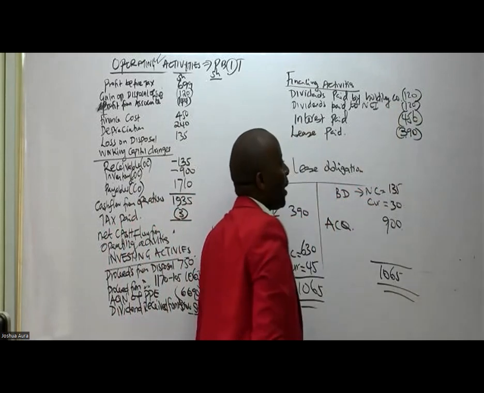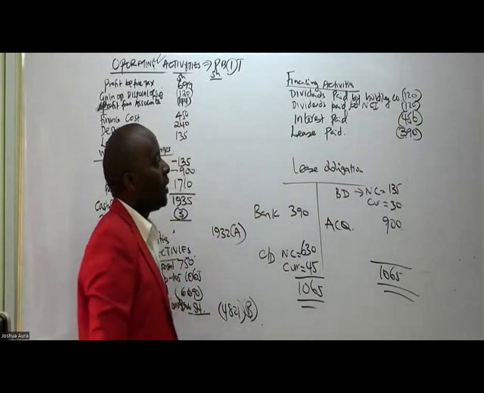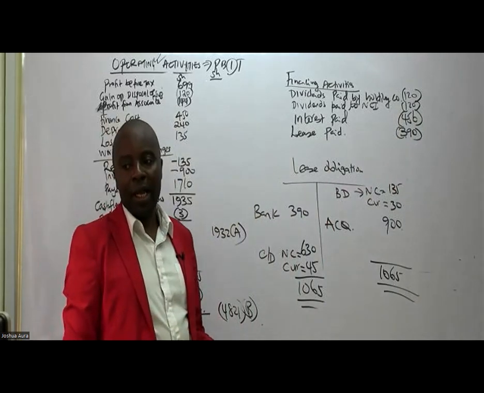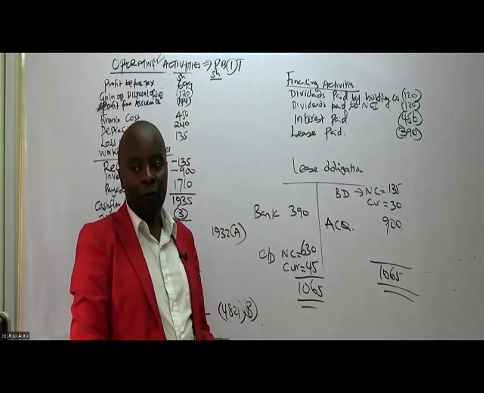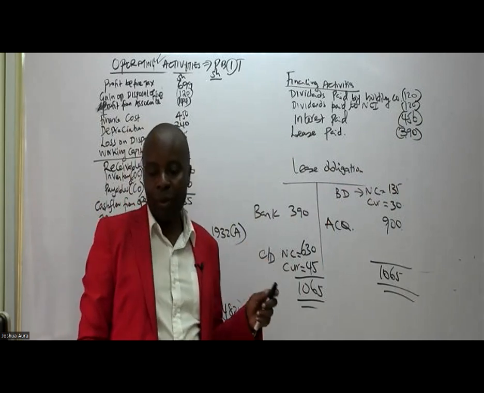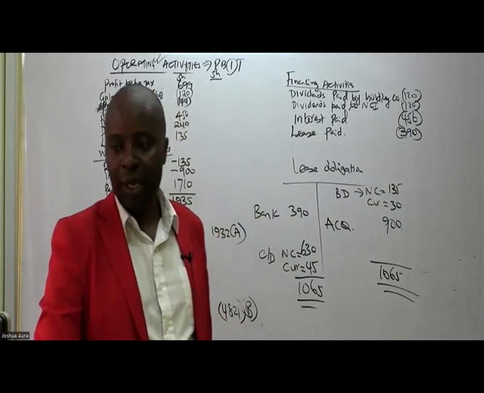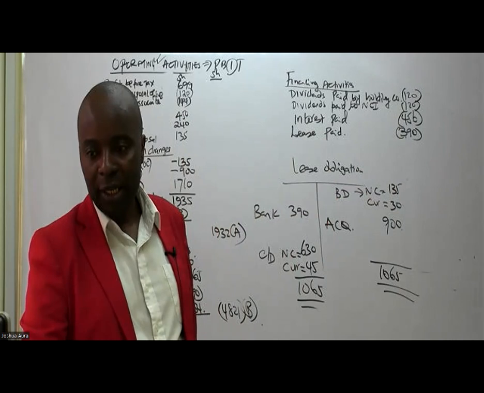So the lease that we paid here is 390. We paid 390 as our lease in the period. So please again confirm this figure. Take your time to confirm this figure. It's very important for me to have a figure that is okay.